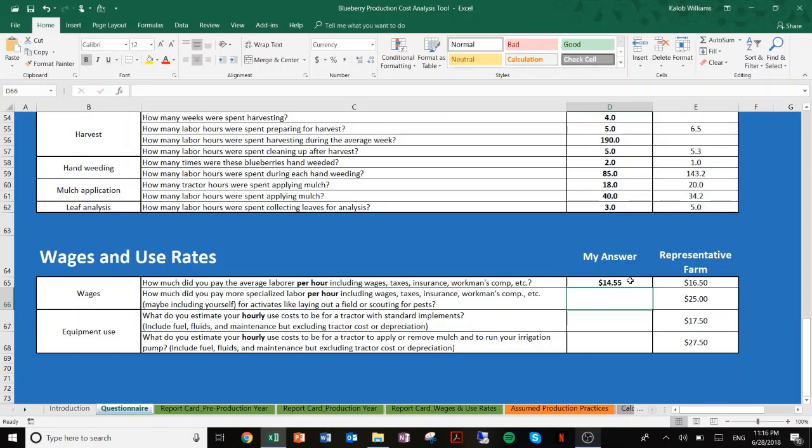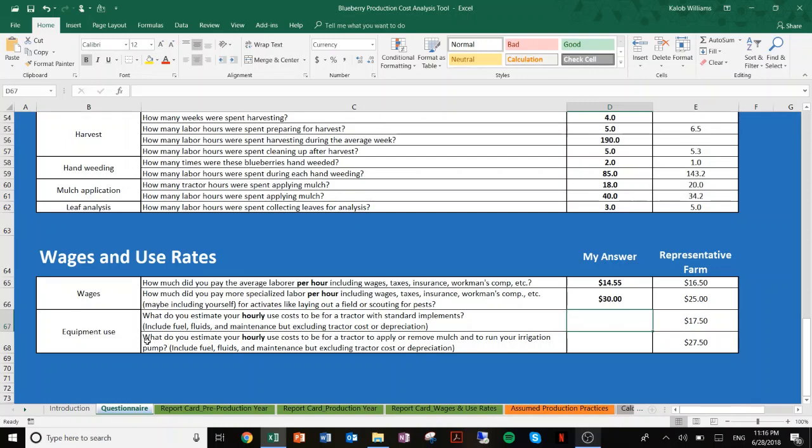Because on a lot of the farms that we visited, you're the one that's going out and doing the things that require the specialized labor, like laying out fields or scouting for pests. So what wage rate would you assign to yourself? Let's say that you value yourself a little bit more than this $25 an hour. Let's say that you think your time is worth about $30 an hour. It's a very difficult question, I'm sure, but do your best to estimate it.